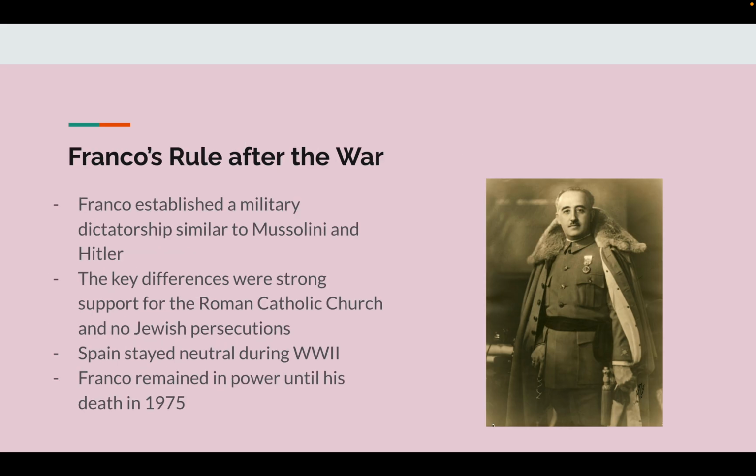Franco established a military dictatorship similar to Mussolini and Hitler. The key differences were strong support for the Roman Catholic Church and no Jewish persecutions. Spain stayed neutral during World War II, and Franco remained in power until his death in 1975.